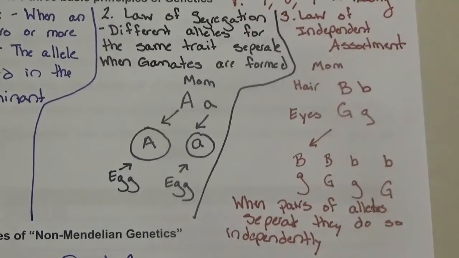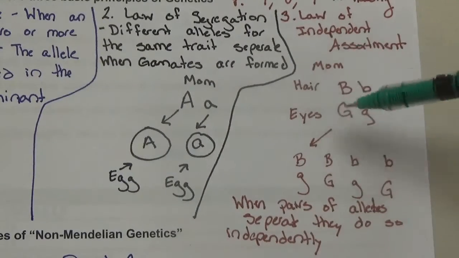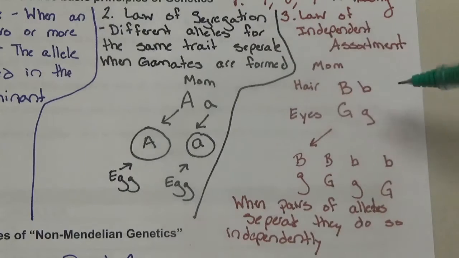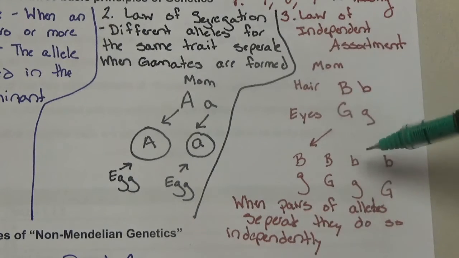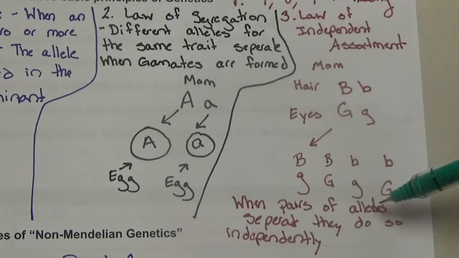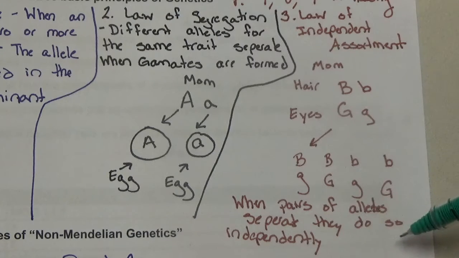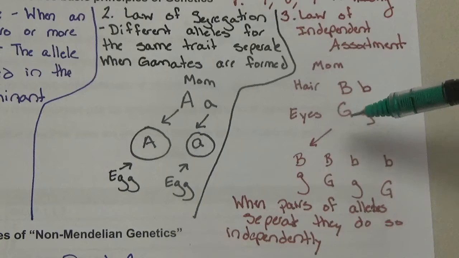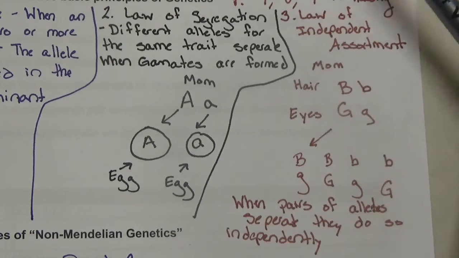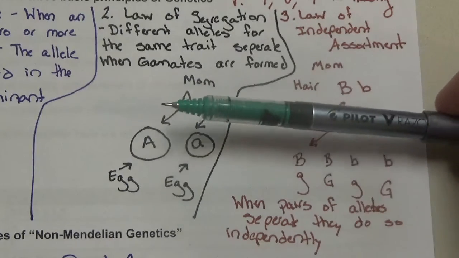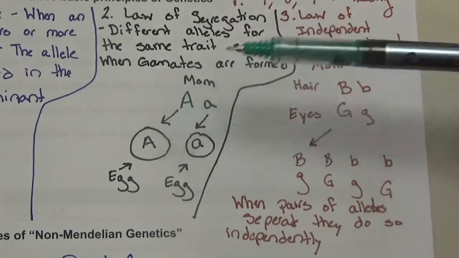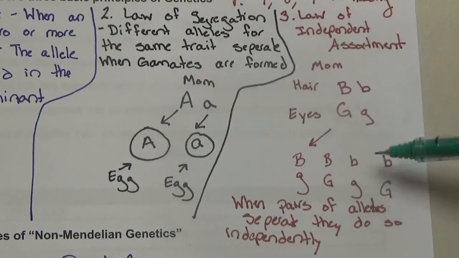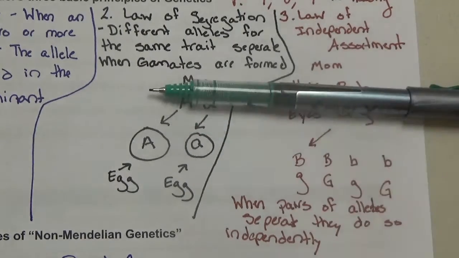And then what I think is the most confusing, because it's a little bit repetitive here, the law of independent assortment states that when pairs of alleles separate, they do so independently. So if mom's hair is big B, little b, and mom's eyes are big G, little g, they're going to separate independently from each other, and you could end up with any combination of those alleles.